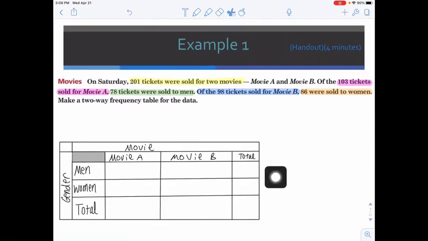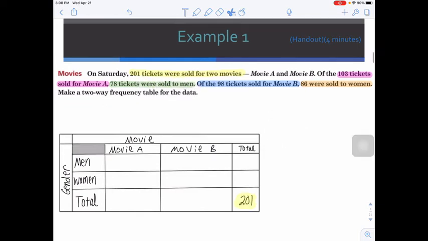To create our two-way frequency table, we will start with our two categories. We have movies, movie A and movie B, and then we had gender, men and women. We also will need to include our total column and our total row. We'll start with the information that is highlighted in the text. The first piece of information we're going to use is that there were 201 tickets sold total. This will go in our grand total box in the bottom right.